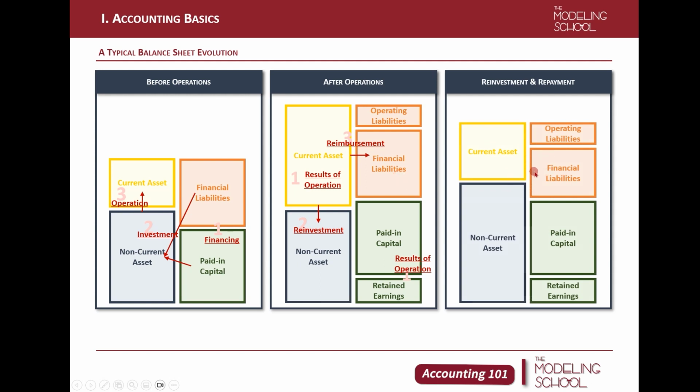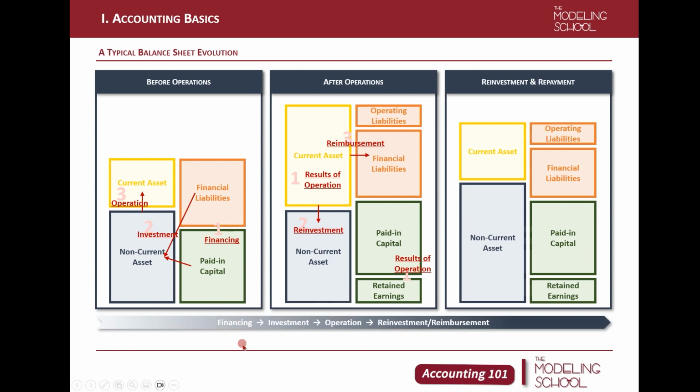And as a result, financial liabilities will decrease, non-current assets will further increase, and typically now the company would look like this. You can see that the company has grown in size from before operations to after operations, but because the company has reimbursed a tiny portion, the total company size has decreased slightly, but not as much as before.